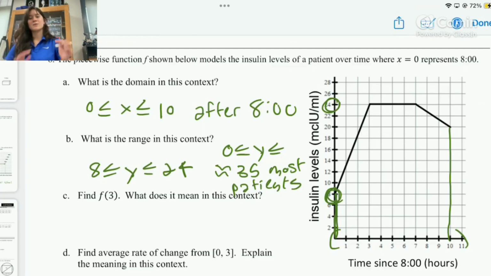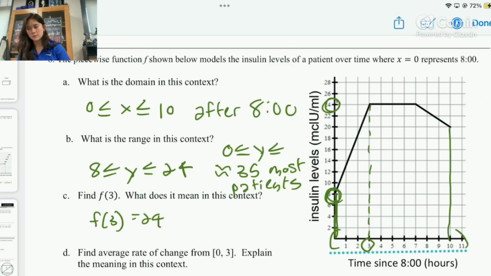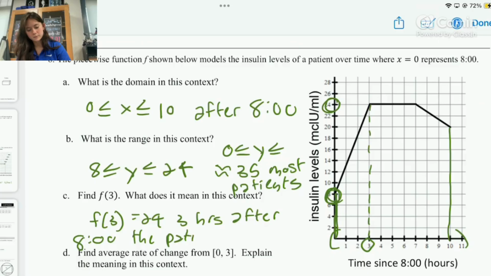Okay, now in order to find f of 3, we're going to look at the value on the x-axis where 3 is. So I'm just going to draw some dots up there to see where it connects to, and it looks like that's the point where it goes to 24. So f of 3 equals 24, and this means that 3 hours after 8 o'clock, or 11, the patient's insulin level is 24.